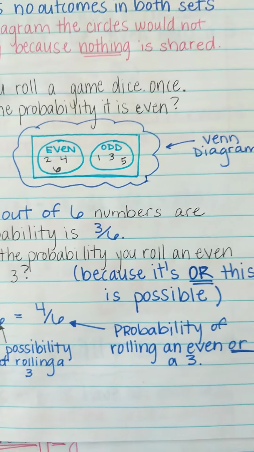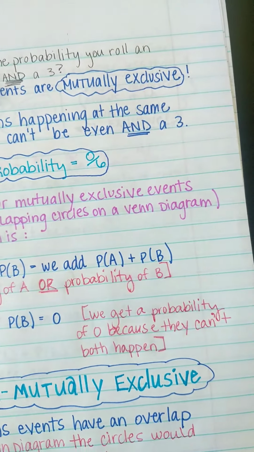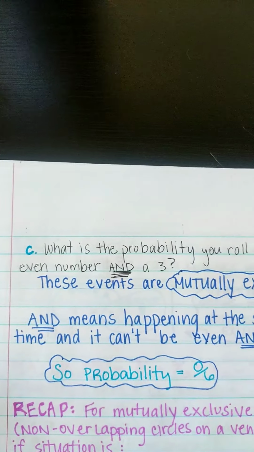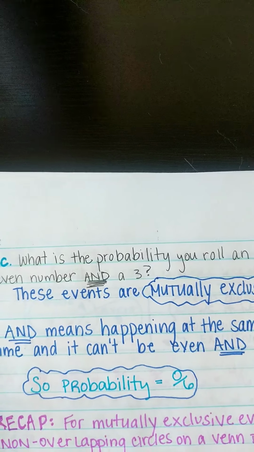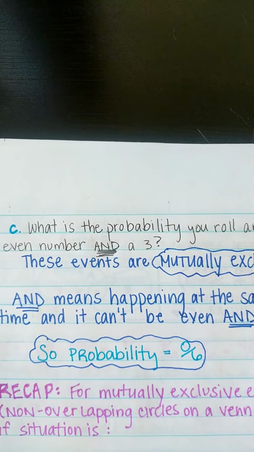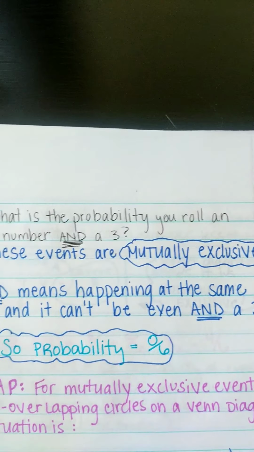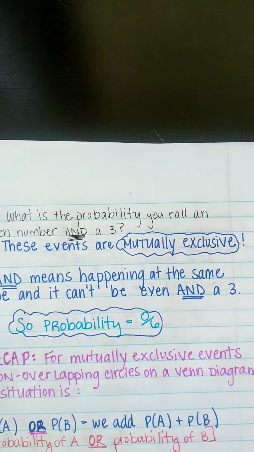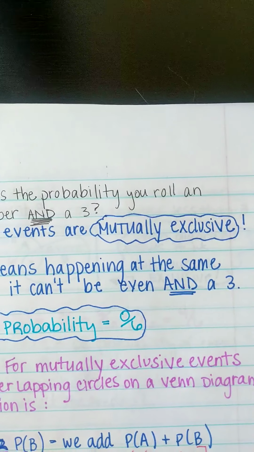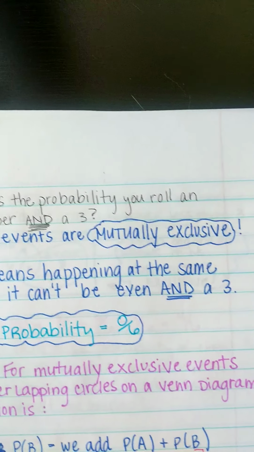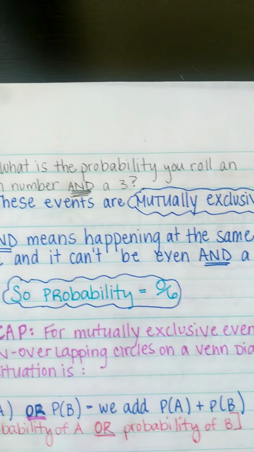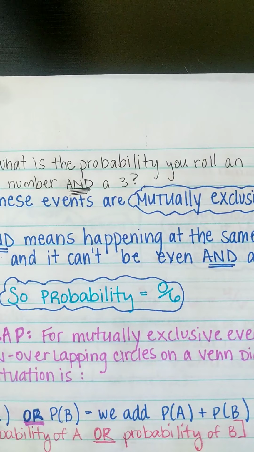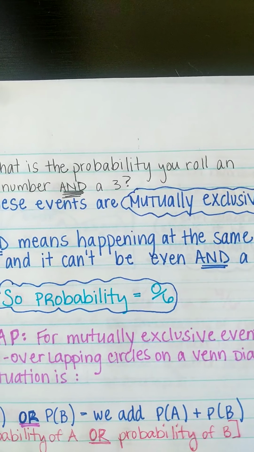Okay. Next example. What's the probability you roll an even number and a 3? Now, this is where mutually exclusive comes in. These events are mutually exclusive. It means happening at the same time, and it can't be even and a 3. Okay, if it's mutually exclusive and it's trying to happen at the same time, then my probability is going to be 0 out of 6. Okay, so probability, mutually exclusive, and 0.